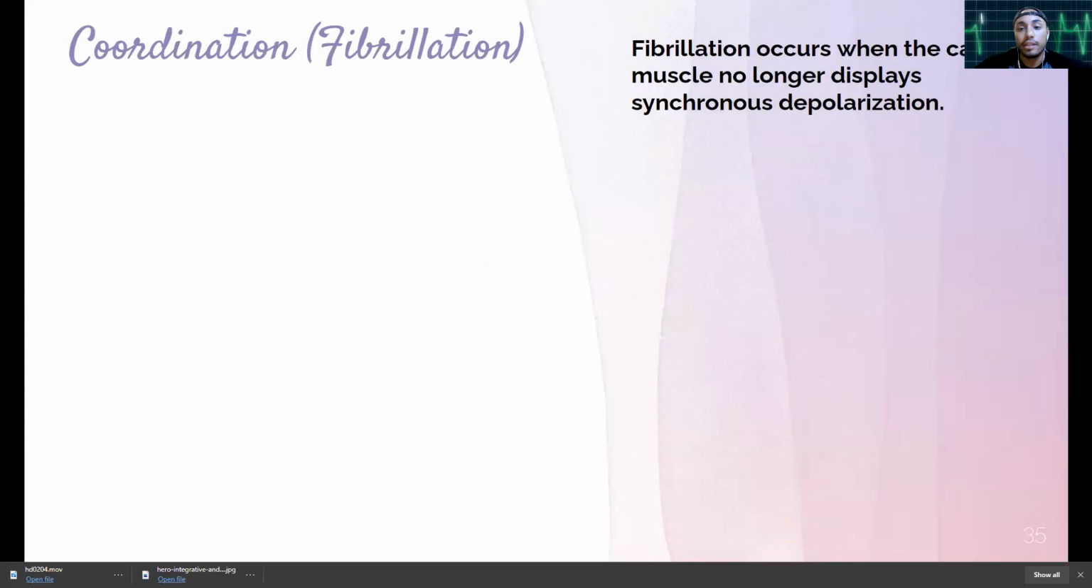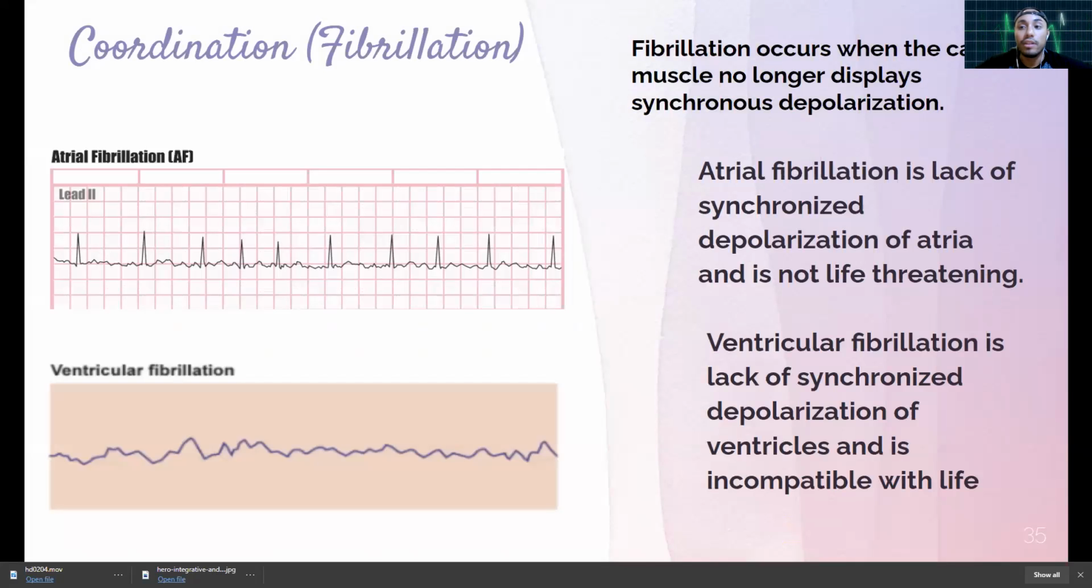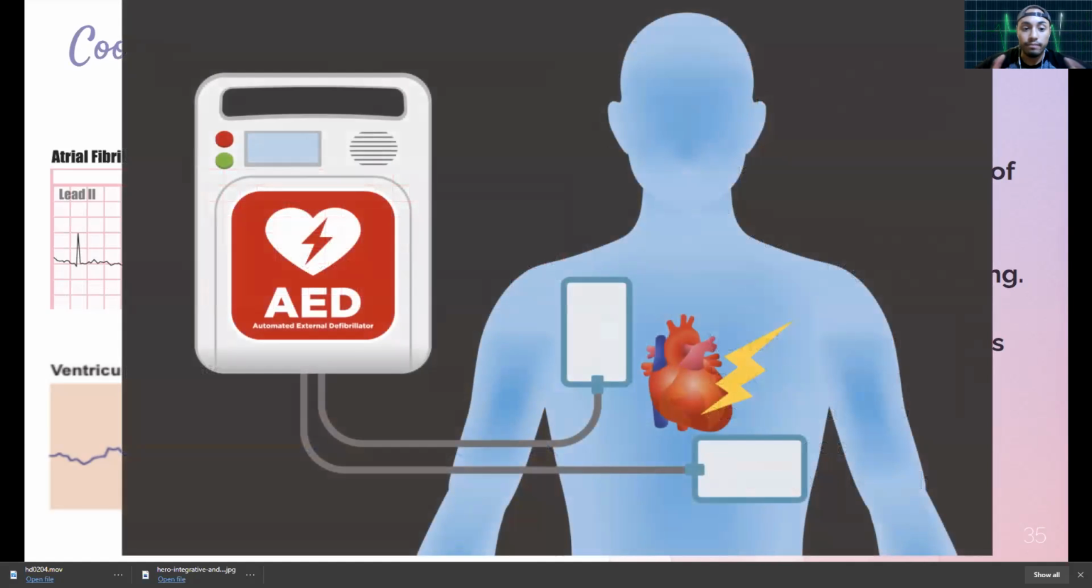So fibrillation is when the heart is out of whack. It's feeling fuzzy, I like to think. It's not doing what it's supposed to, and the beat is no longer in rhythm. This involves the electrical activity. So in atrial fibrillation, there's a lack of synchronized depolarization of the atria. They're beating out of rhythm, but luckily your ventricles are still able to pump that blood to the rest of your body. Whereas in ventricular fibrillation, if your ventricles are not beating the way they're supposed to, that's a big problem. And when either of these two conditions occurs, oftentimes you have to reset the heart using something, an AED.